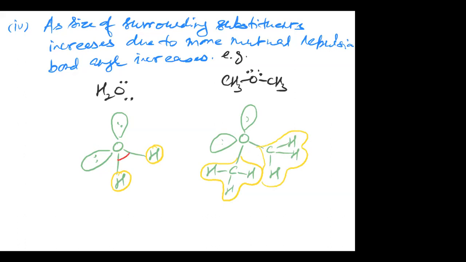This may be one angle, let's say theta, and here this may be another angle, let's say phi. Due to more repulsion between methyl and methyl, due to more force of repulsion, this theta is found to be less than phi. Precisely, it is 109.5 degrees and it is close to 110 degrees.